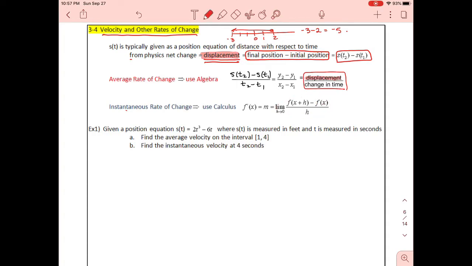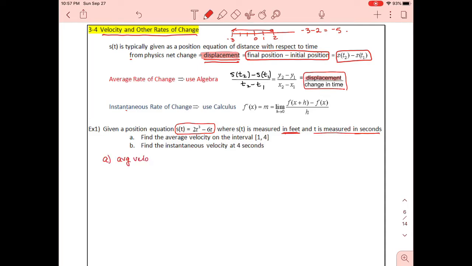So let's take a look at example 1. We are given a position equation. s of t equals 2t cubed minus 6t. s of t is measured in feet. t is measured in seconds. So that's really important that you understand that we're measuring in feet and seconds, and it's a good idea to underline that so that when you get done, you make sure that you are using the correct units, because that will be very important.